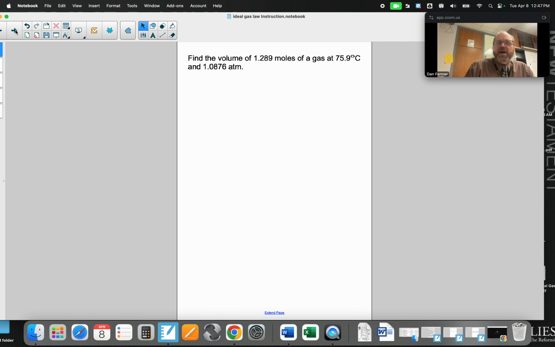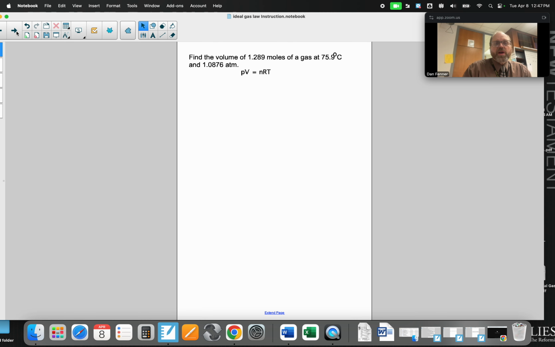Find the volume of 1.289 moles of gas, just any gas, at 75.9 degrees Celsius and 1.0876 atmospheres. Again, there's only one set of conditions. So we know this is not combined. We're not talking about partial pressures. We're not talking about diffusion. We know this is the ideal gas equation.